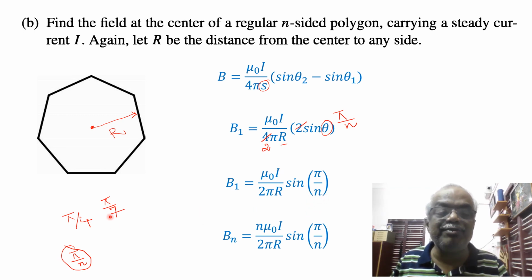So this general formula, we know very well, for n sides, the total magnetic field is n times mu naught I over 2 pi r sine pi by n. So I have multiplied this by n. Now we will move on to the third section, that is section C.